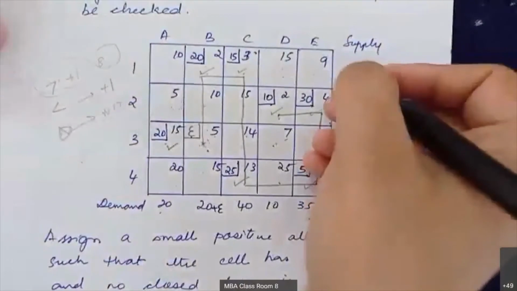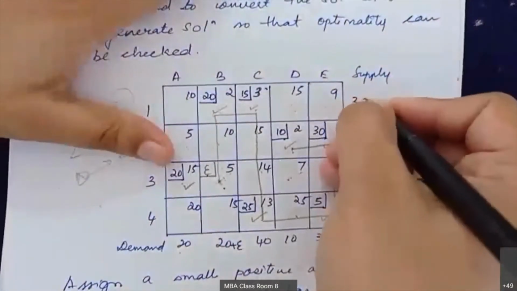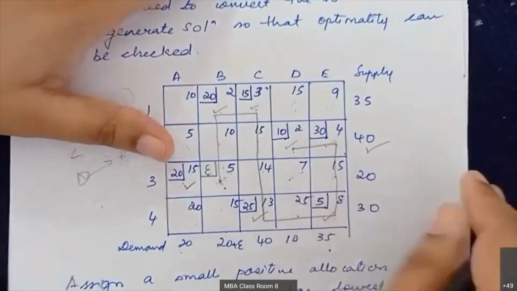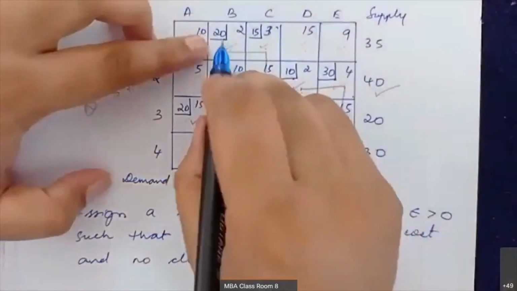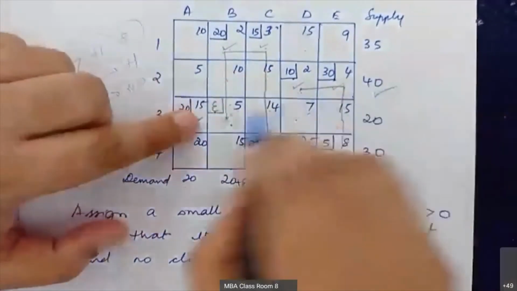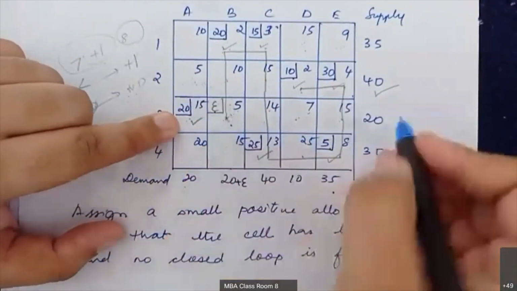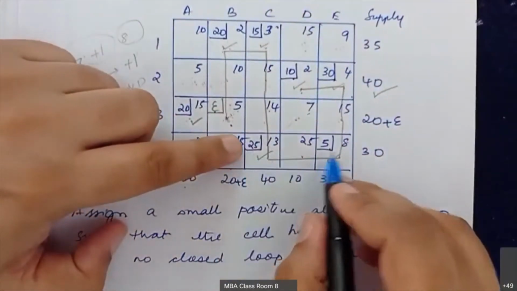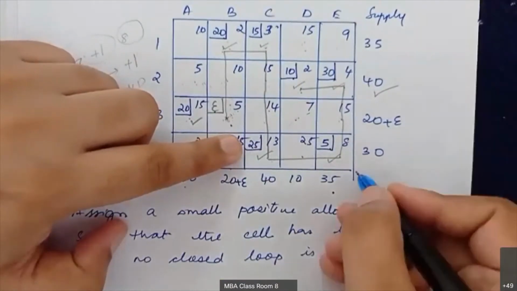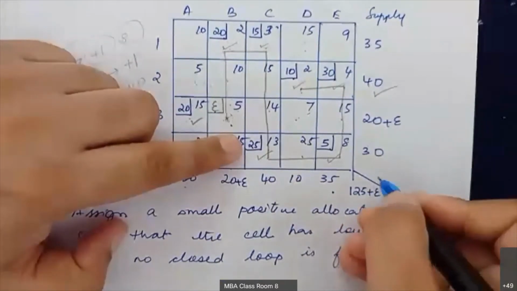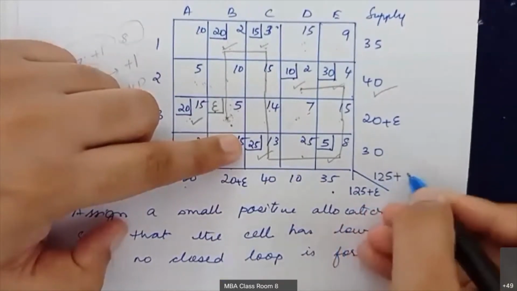Similarly, supply side also you need to update the values. The previous values for supply was 35, 40, 20 and 30. So when we update the supply values, here it is 20 plus 15, it is 35. Here we have 10 plus 30, that is 40. Here we have 20 plus epsilon. So I updated, it is 20 plus epsilon here, and then over here 25 plus 5, that is 30. Okay. So my total value will be 125 plus epsilon. Supply side also 125 plus epsilon.